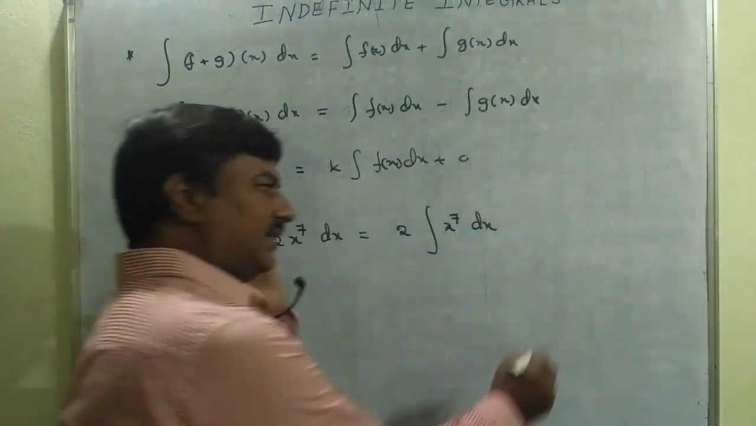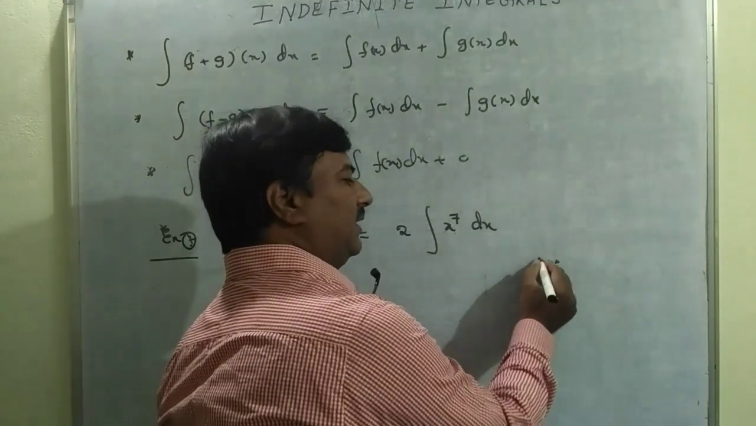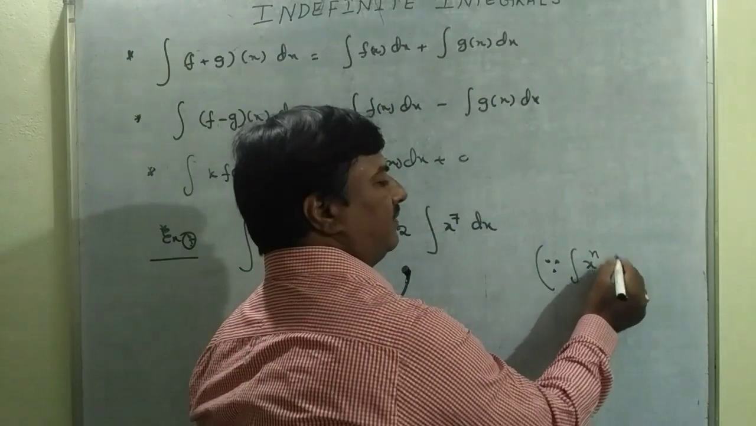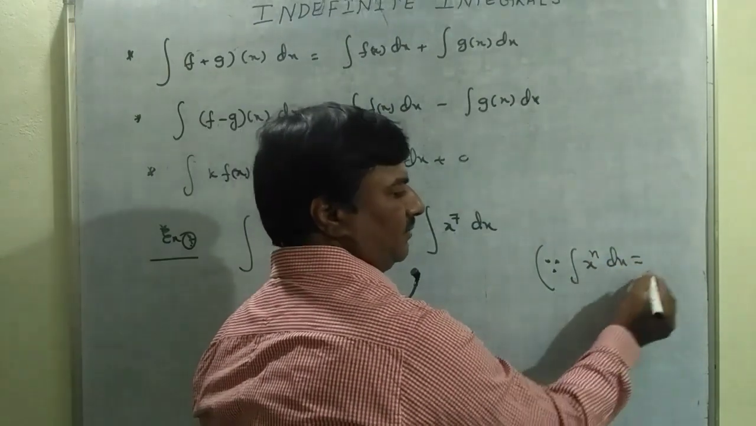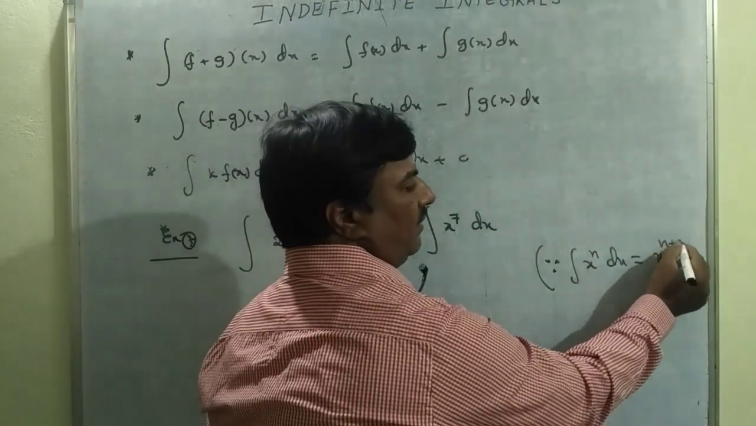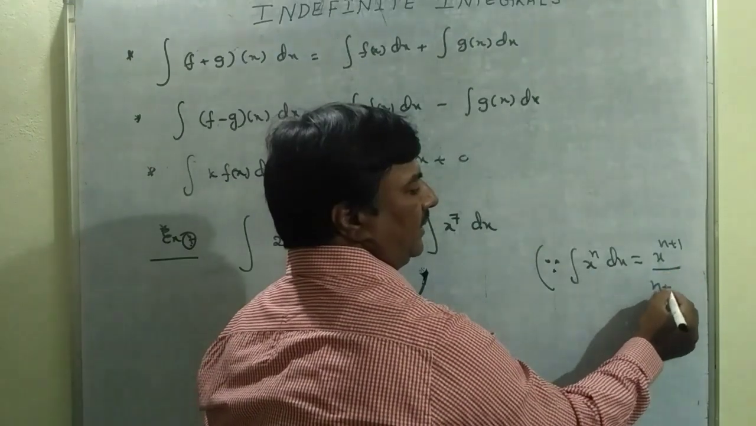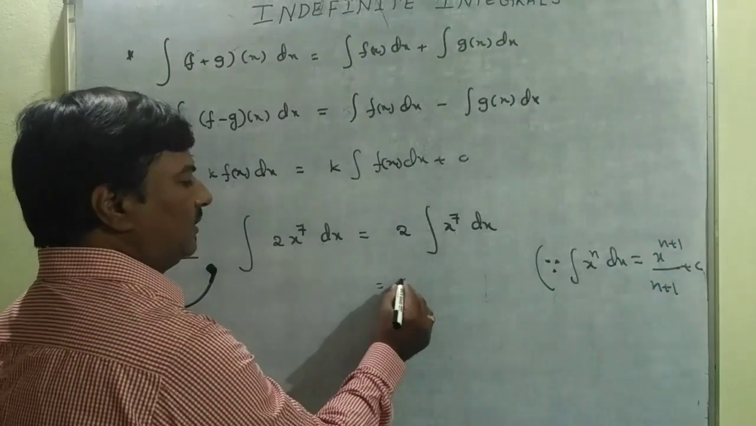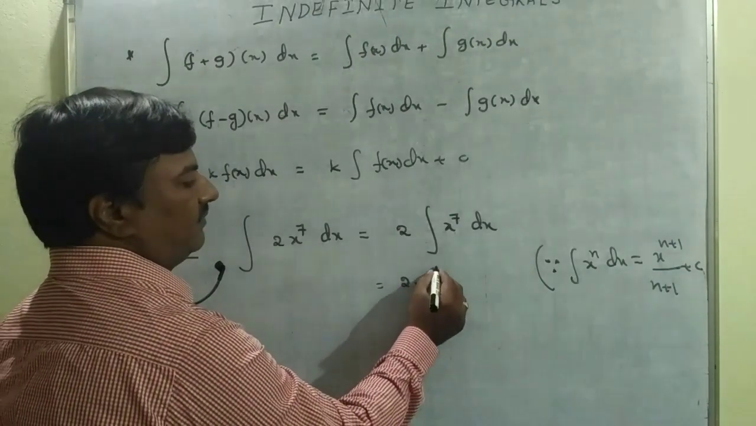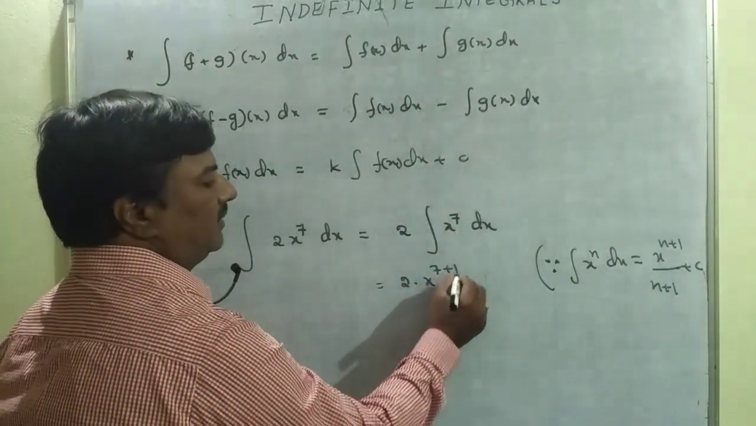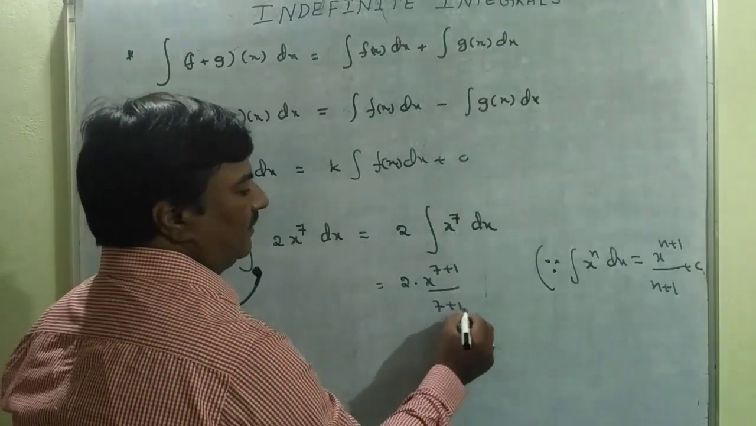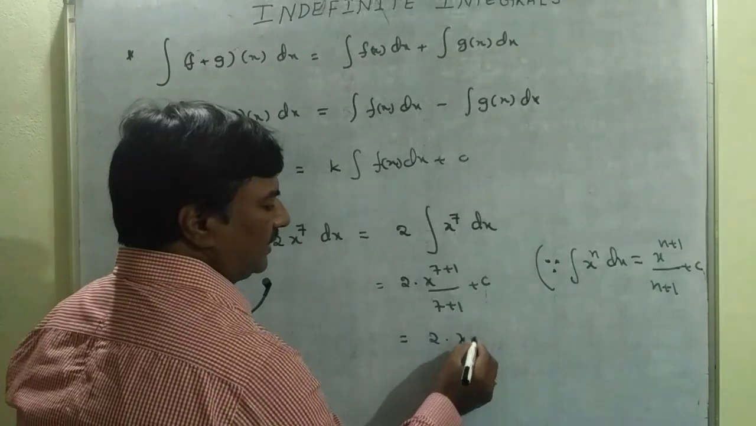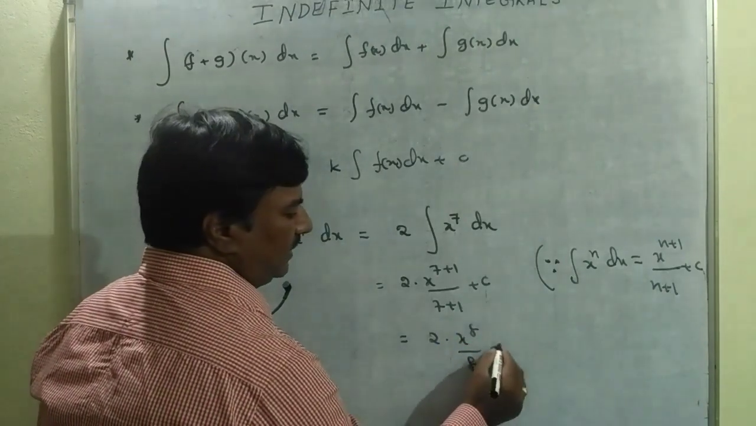Now we can write here using the integration formula. First formula of integration: integral of x to the power n dx is equal to x to the power of n plus 1 divided by n plus 1, plus c. That is, we'll get 2 into x to the power of 7 plus 1 divided by 7 plus 1, plus c. That means we'll get 2 into x to the power of 8 by 8, plus c.